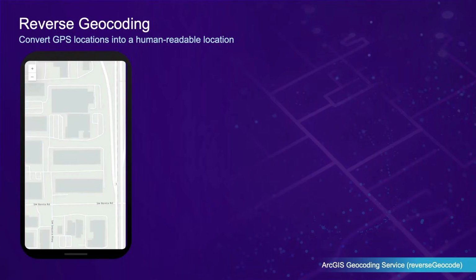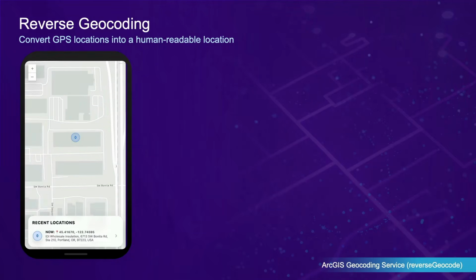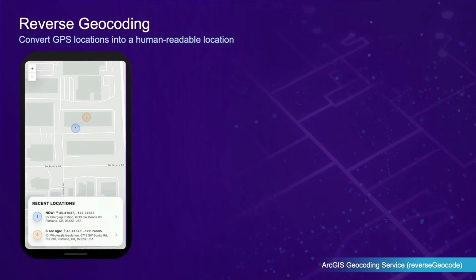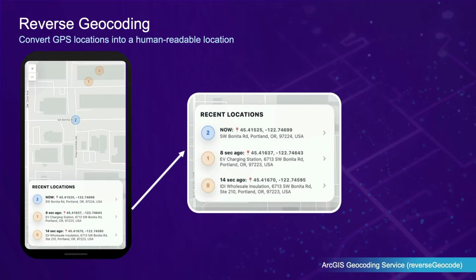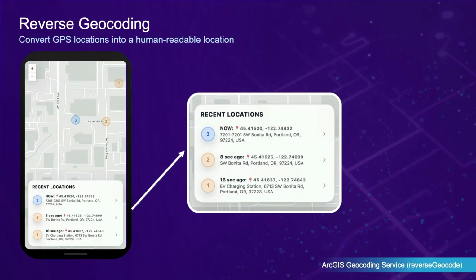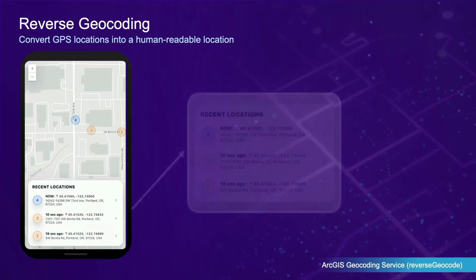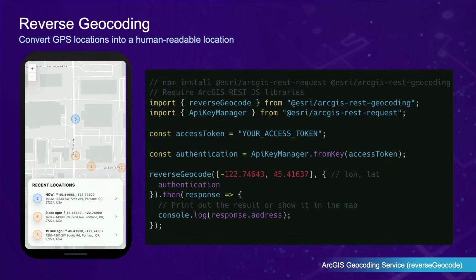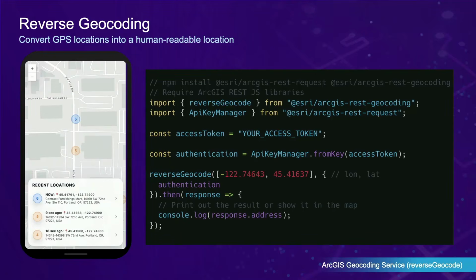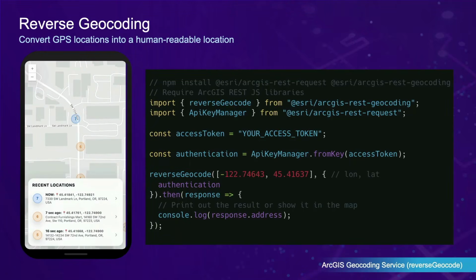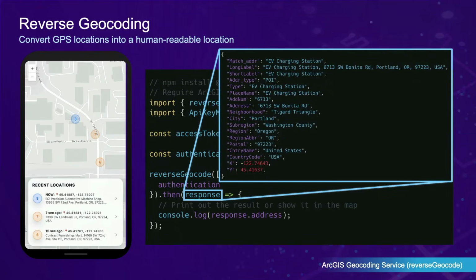Next up is reverse geocoding. It converts coordinates into human-readable structured addresses. Here, you are seeing a real-time tracking app that is showing GPS coordinates from a vehicle tracking device along with the closest address returned by the reverse geocoder. You can do this using the REST API or any of our libraries, like the ArcGIS REST.js in this case. And the API returns normalized address details you can store, display, or fit into your workflow.